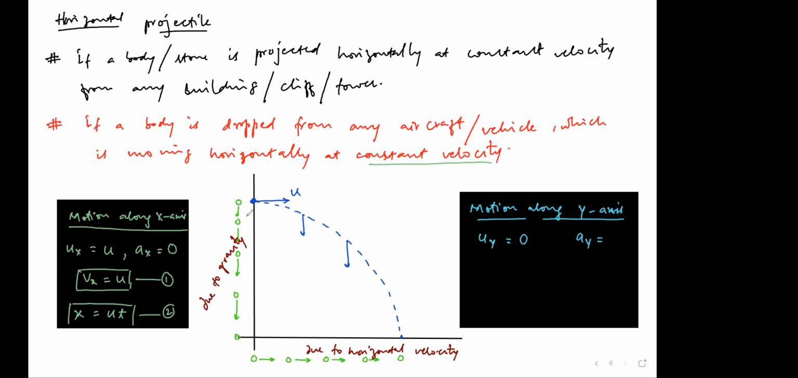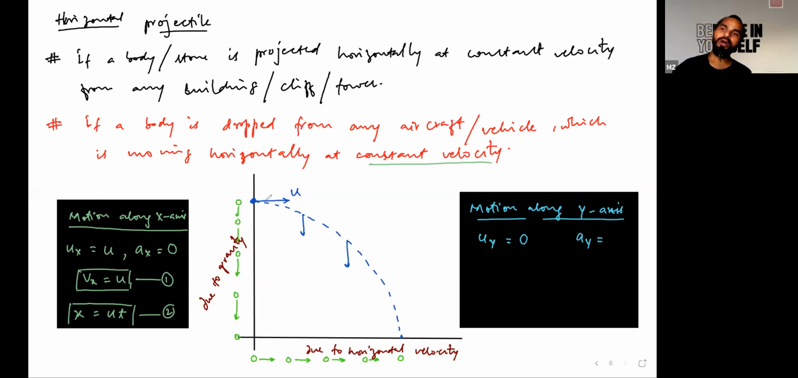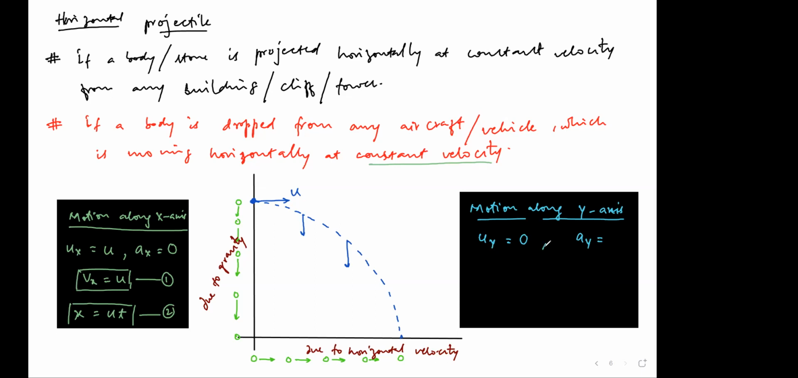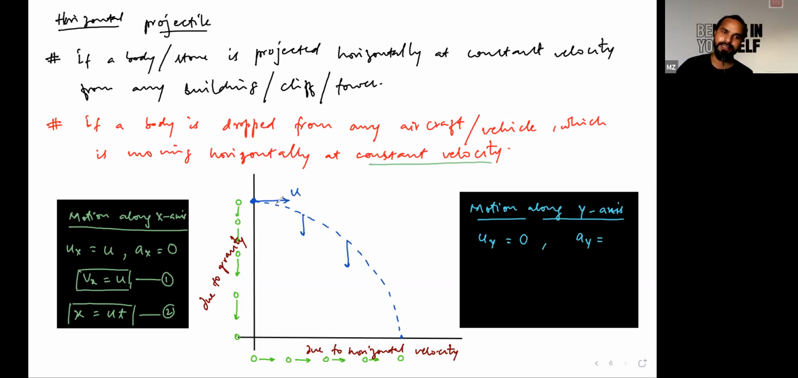Since this particular object is going horizontally, initially it is projected along the horizontal direction. So there will be no component of velocity along the vertical direction. So we can say uy, the initial velocity along the y component, would be 0. Now at each instant, it will be acted upon by gravity along the vertical direction. So this will be your acceleration along the y-axis, gravity. Is it clear?